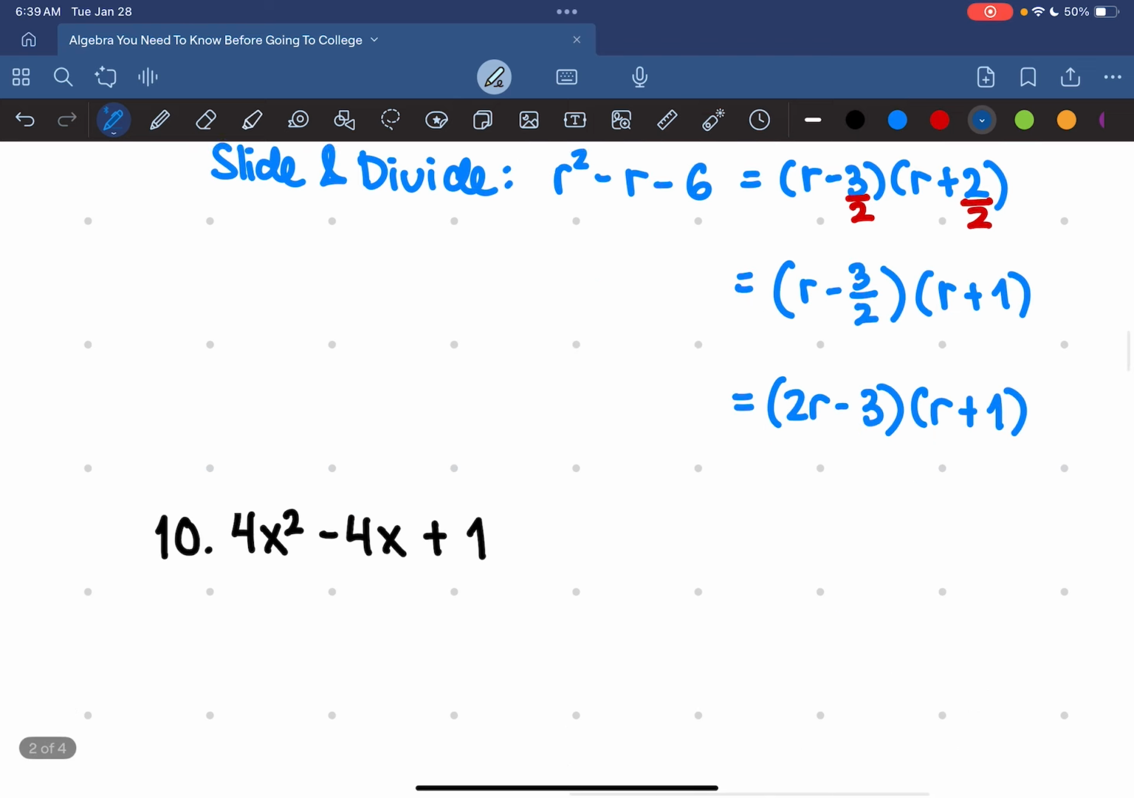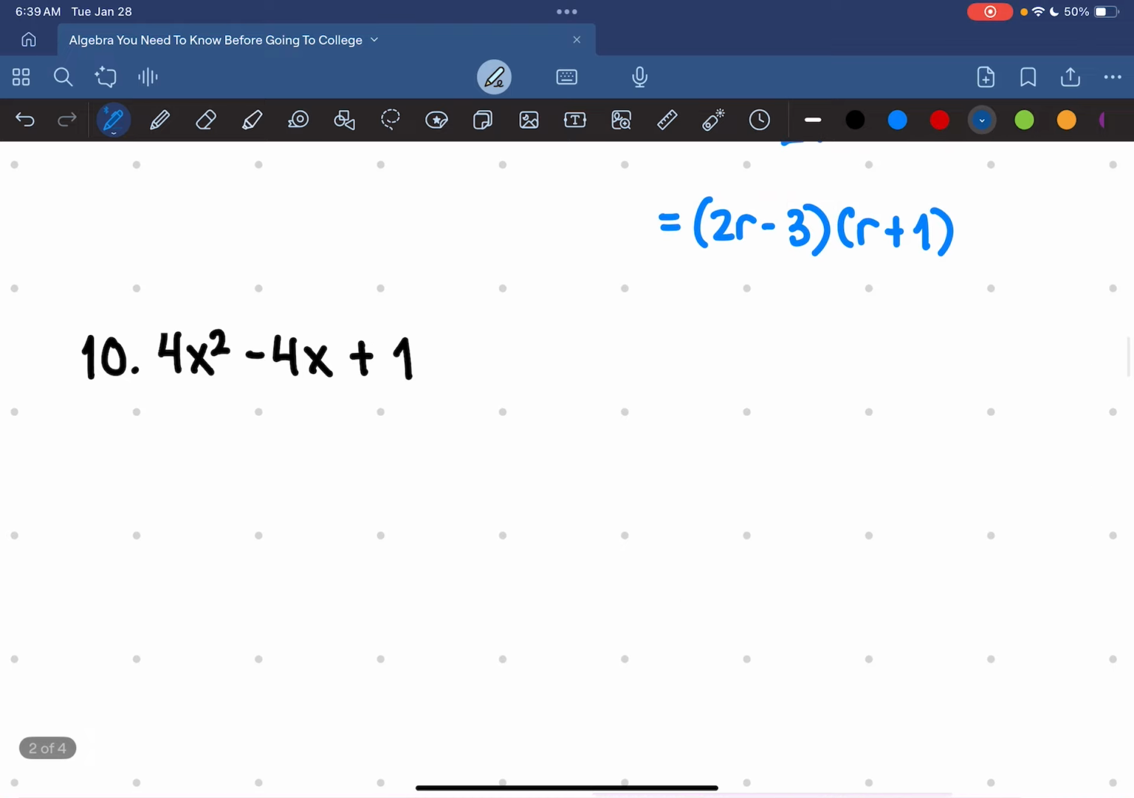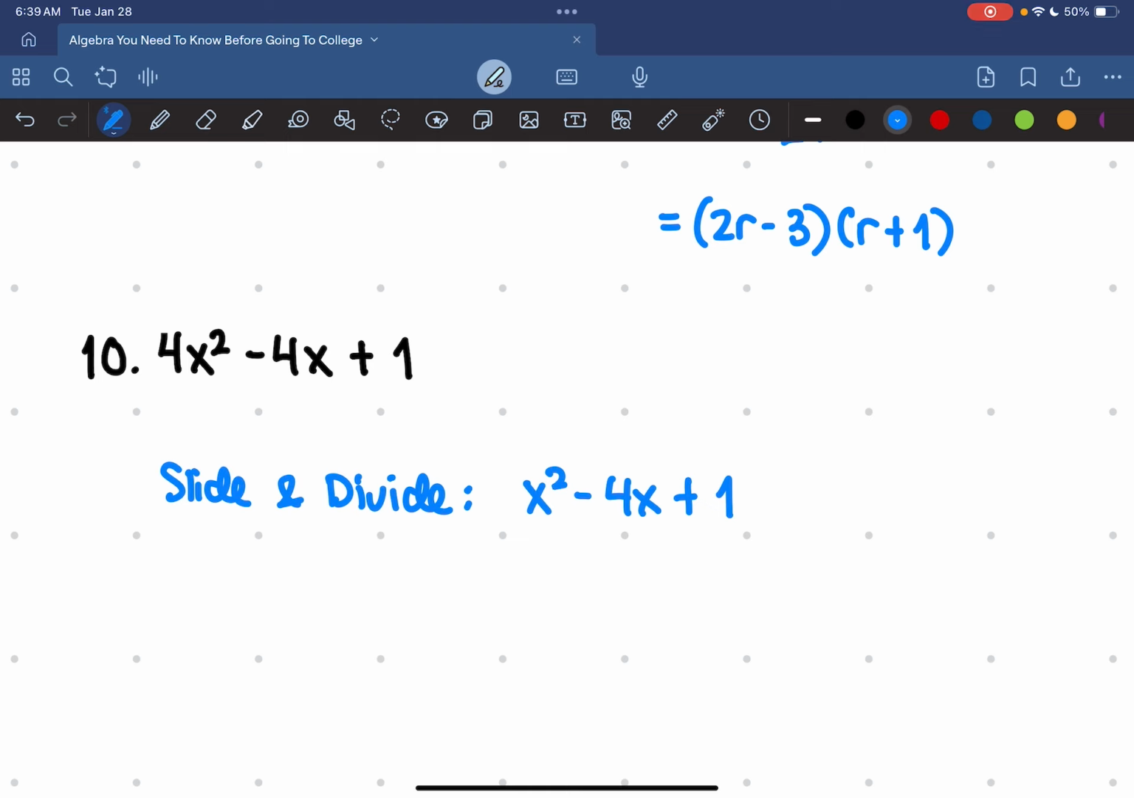Okay, so that's 3 items for this part. Okay, so we have here again slide and divide method. So again, we slide this one here. So we have your slide and divide. So by doing that, we'll have x squared minus 4x plus 1. Oops, plus 4.